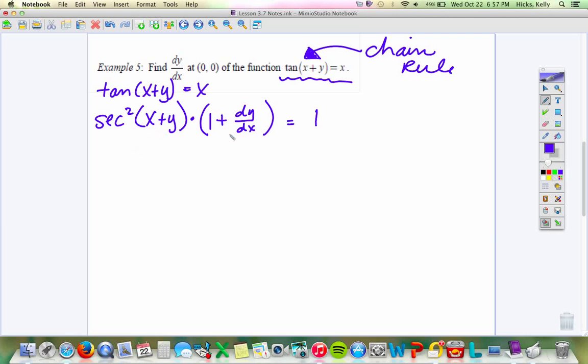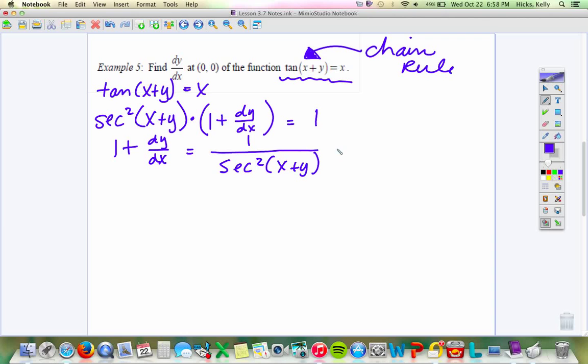Okay, so what do I need to do? I need to get dy/dx by itself. All right. I'm going to just divide through by secant squared of (x plus y). And on one side, I'm going to have 1 plus dy/dx equals 1 over secant squared (x plus y).